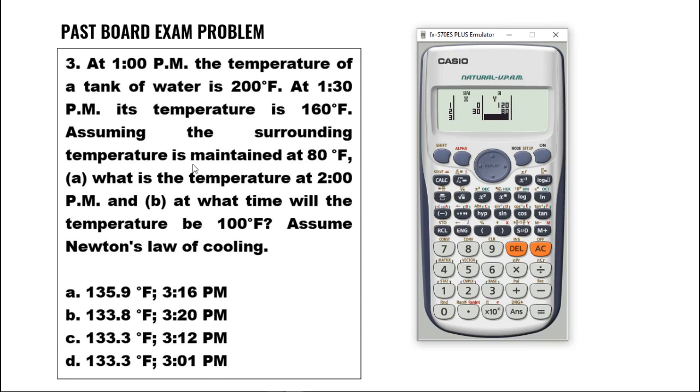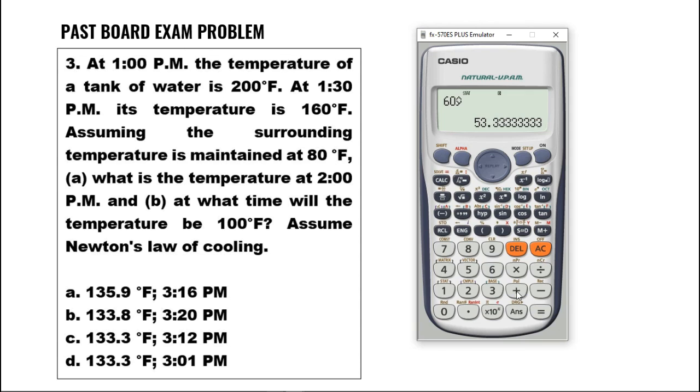Now, hinanap natin, what is the temperature at 2 p.m.? So that is after 60 minutes. So after from 1 p.m. to 2 p.m. is 60 minutes. So we have here, AC muna tayo guys, then shift, stat, then regression. So hinanap natin is, what is the temperature at 2 p.m.? Then, yan is 5. So at 2 p.m., that is after 60 minutes from 1 p.m., equals. So that is 53 yung ating change of temp.